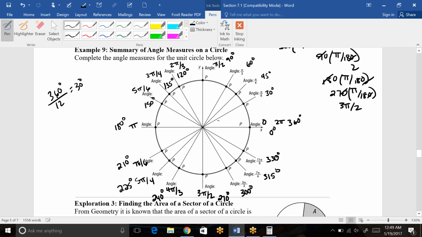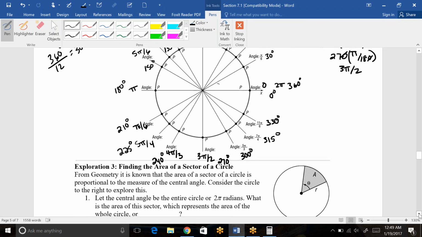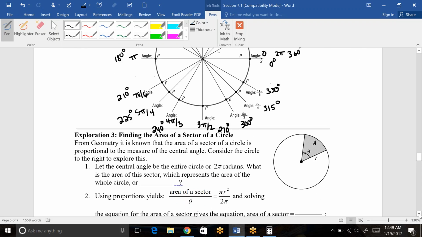So there you are. That is the angle measurements in both radians and degrees all the way around the whole circle. And that will be more important. We're going to keep coming back to that over and over again. So you need to memorize what those radians and degrees are.